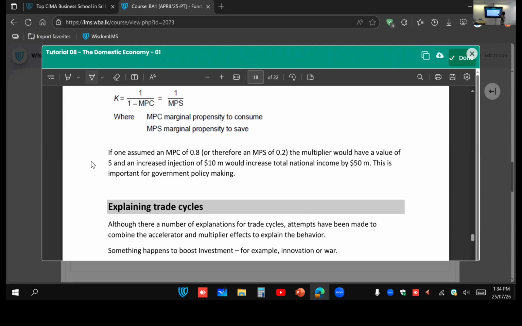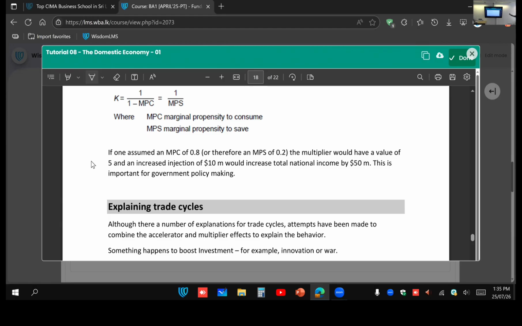So there, the multiplier would have a value of 5 and an increased injection of 10 million would increase the total national income by 50 million. This is important for government policy making, right? So if the marginal propensity to save is 0.2, the multiplier would be 5, and an increased injection of 10 million. When you put in an injection, the government can think of this, right?